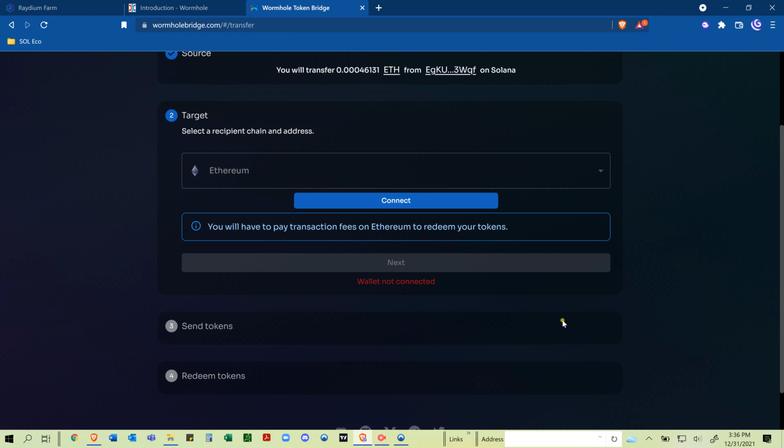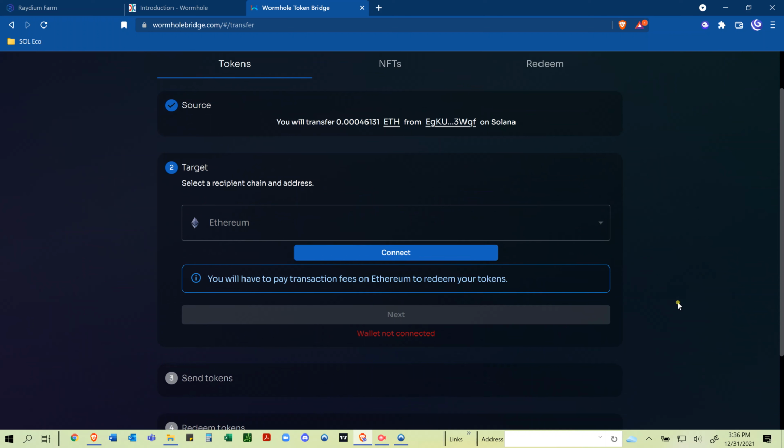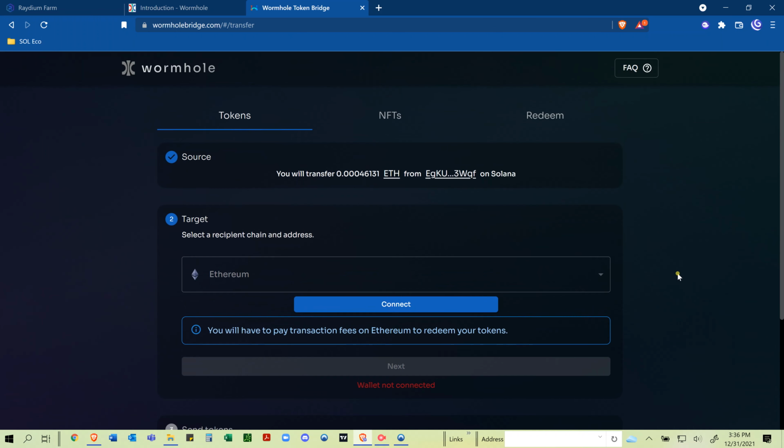So you do still have to pay gas no matter what you do on the Ethereum side. There is nothing you can do about that. You won't have to pay really any gas on the Solana side because it's so minimal. I mean, we're talking less than a penny to do that. So essentially half the gas, really.